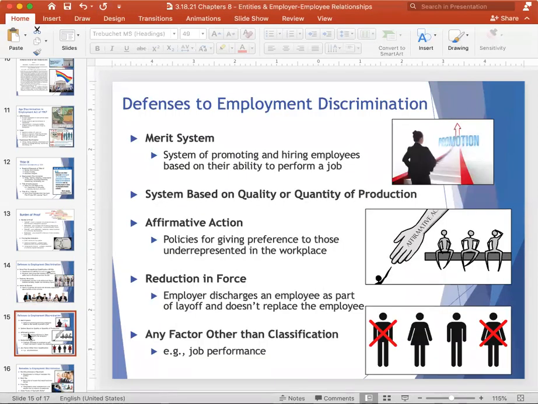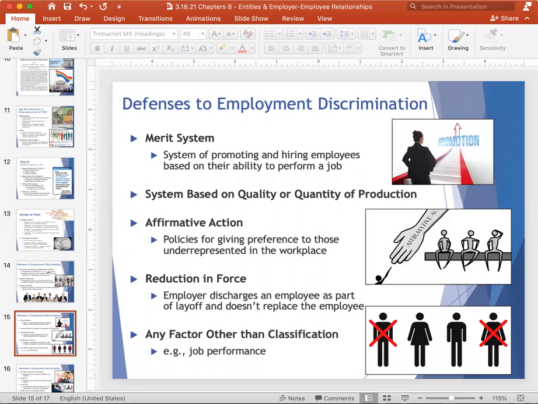And then a few other defenses for us to consider is the merit system. So the merit system and system based on quality or quantity of production, I see those as kind of going hand in hand. And this is essentially when applicants are hired or employees are promoted based upon their performance, right? Based upon their quality and quantity of production is justification and merit for receiving employment opportunities and benefits. Another defense that we will see is affirmative action. An affirmative action involves creating policies that give preference to those who are underrepresented in the workplace. And it really changes based upon your industry. So pay attention to your industry in terms of, are those underrepresented, those who are minorities based on gender, minorities based upon their race or color or national origin.